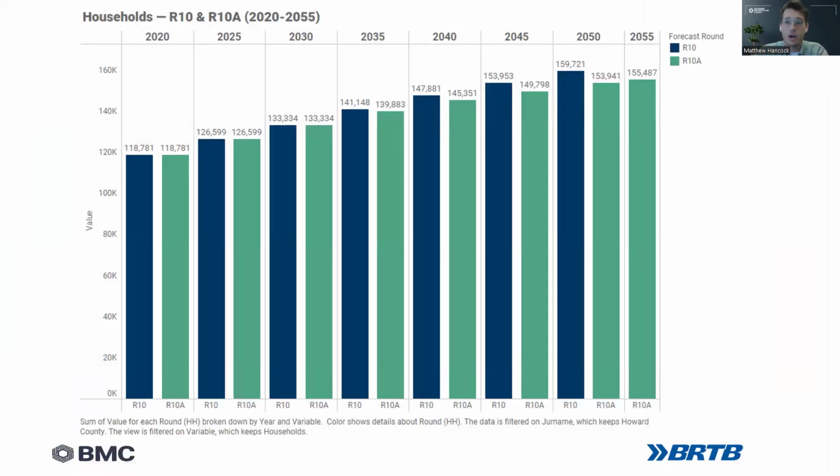Household figures are going to match round 10 exactly through 2030. And then we'll see that round 10A is adjusted under round 10 in 2035 onward. This is largely concentrated within some targeted areas, but again, it is not a significant reduction here. It is more of just an overall reduced or moderated growth expectation.